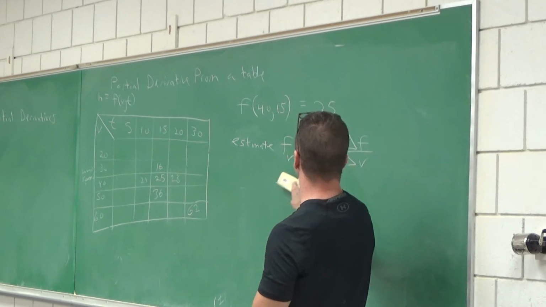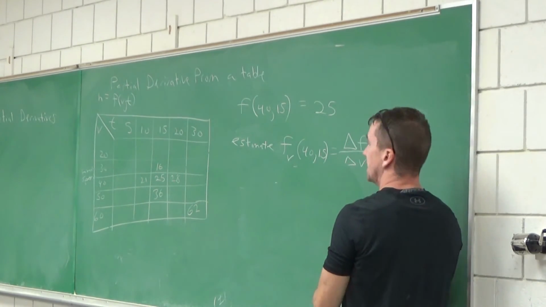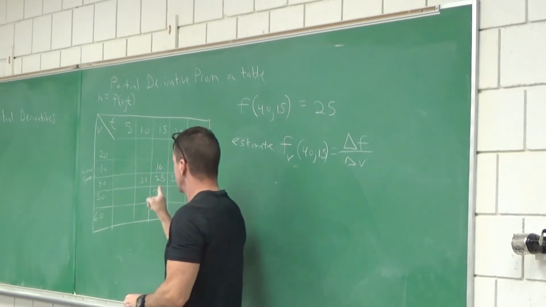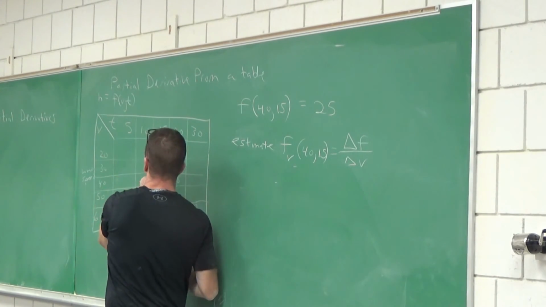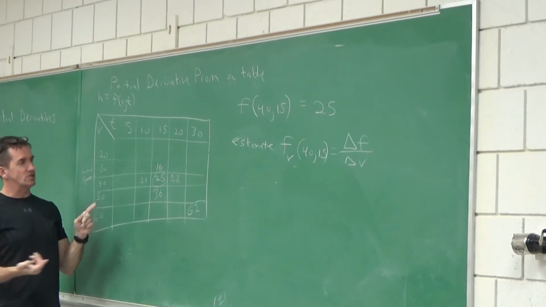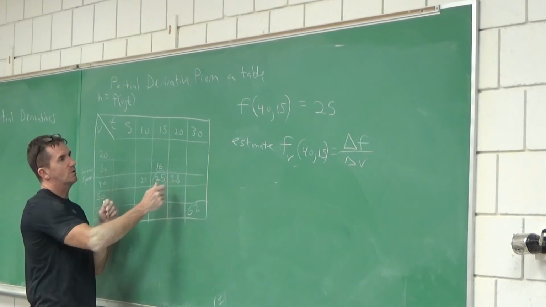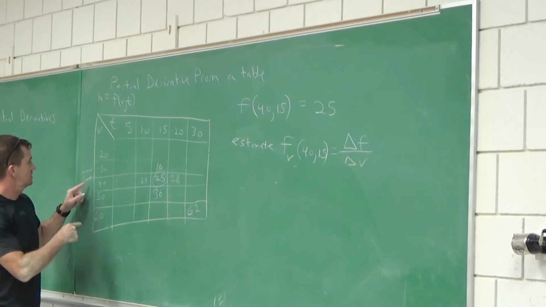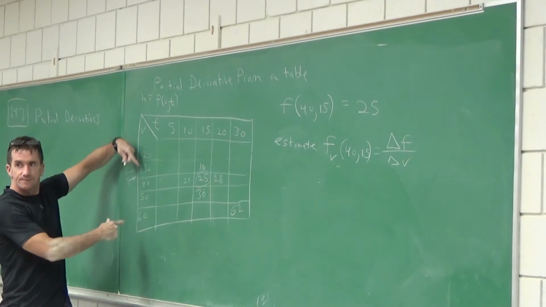Here, I'll get this out of the way. This is what we're going to do. Change in F values over change in V's at what point? So I say, first of all, I'm going to 40, 15. Let's circle that so we get our eyes. It's got to be right at that point. Now, if I can make a change, where are the V's? Oh, here are the V's right here.